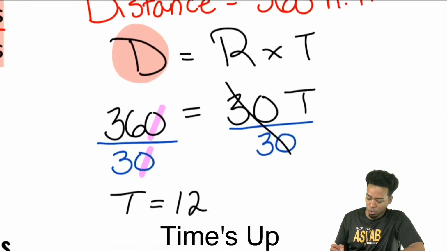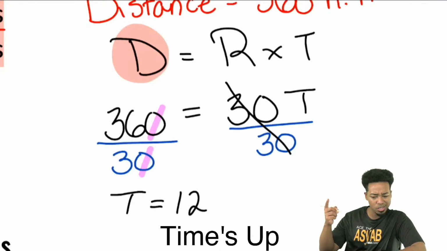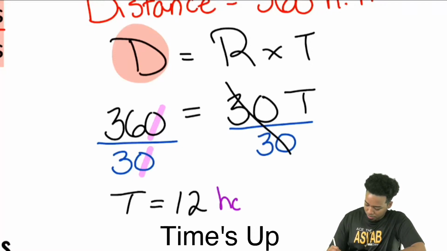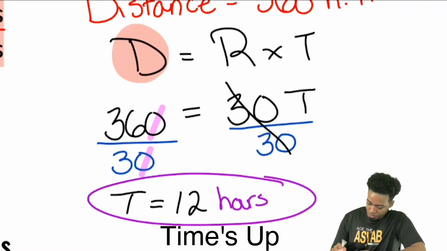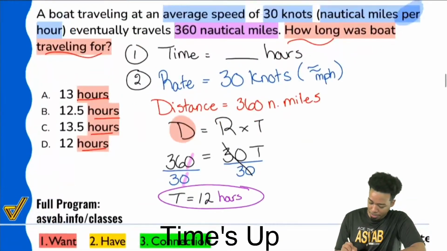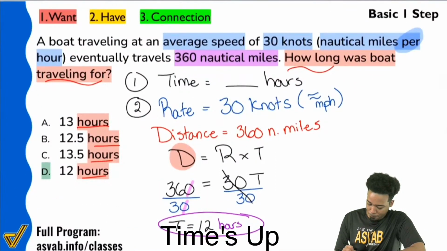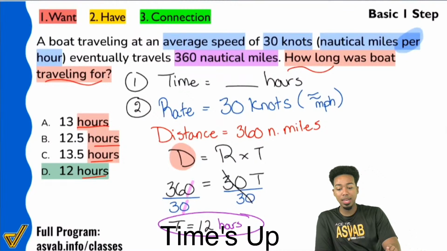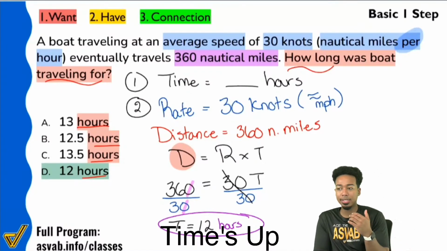T equals 12. 12 what, everybody? Help me out again. 12 hours. That's correct. 12 hours. That is correct. Boom. And there's our answer. It is D. Cool. So with that said, again, is this sincere?